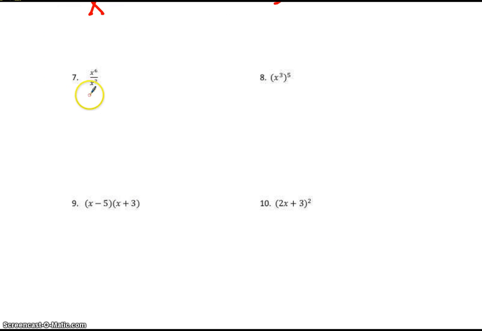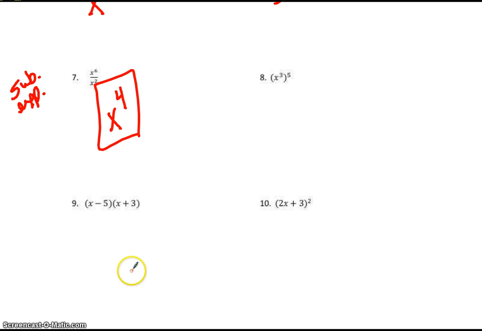Number 7, when you have a fraction or a division, you are going to subtract your exponents. So 6 minus 2 is 4, and this is x to the 4th. When you have a power to a power, you're going to multiply your exponents. So 3 times 5 is 15.